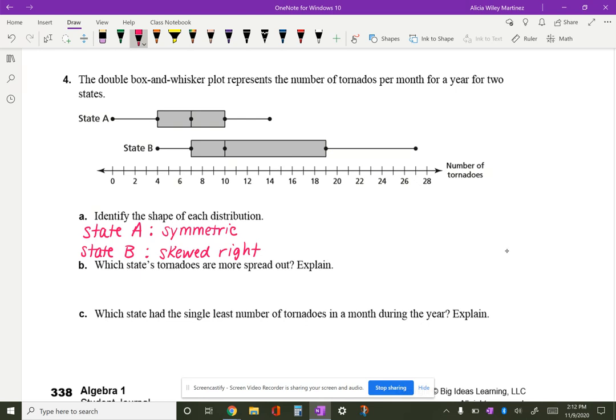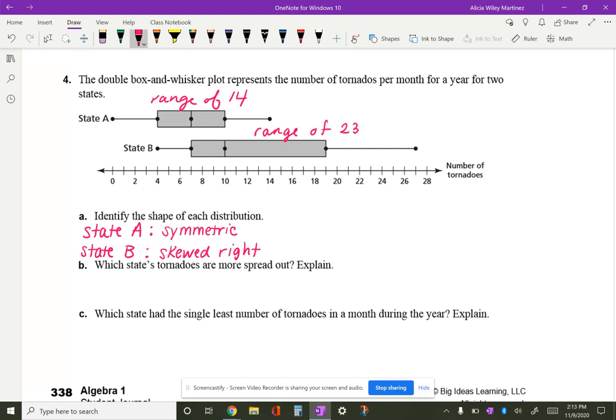So it says, which state's tornadoes are more spread out? Well, let's look at the ranges. If we look at the range of State A, it goes from 0 to 14. So it has a range of 14. If I look at State B, it has a range from 4 to 27. So that's a range of 23.